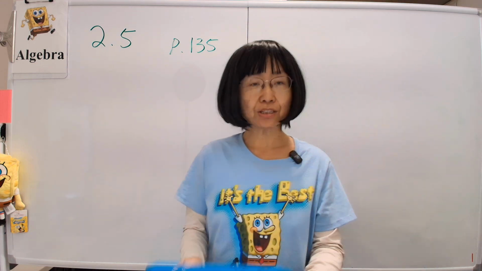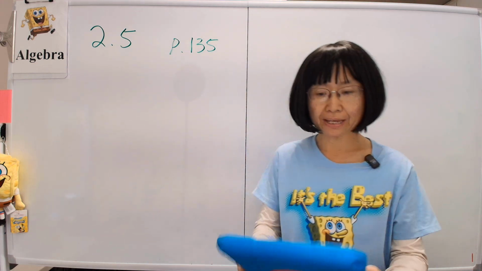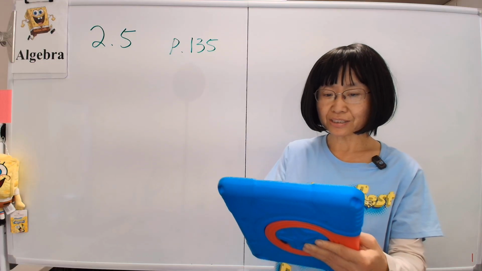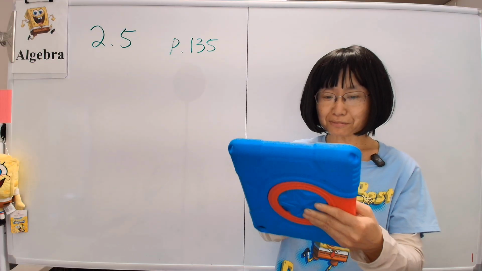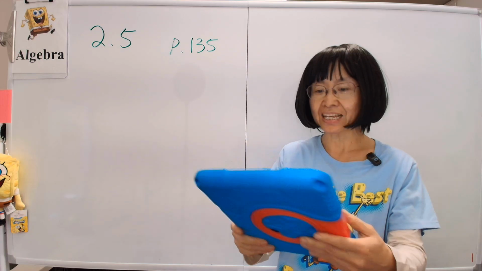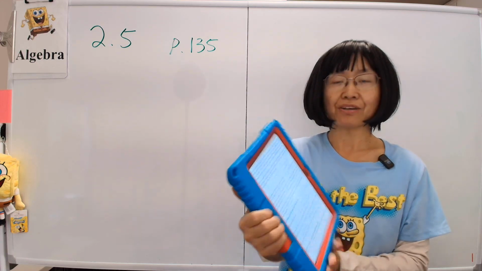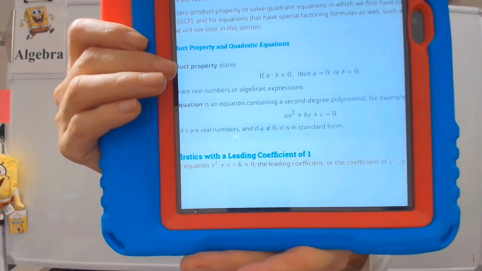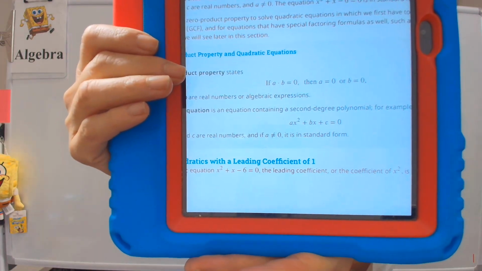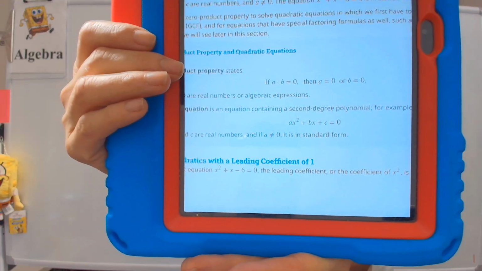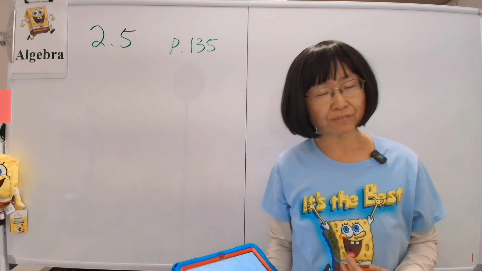Today we are going to do section 2.5 on page 135. First thing I should mention is the zero product property. What happens is if you have two numbers that multiply to become zero, such as a times b equal to 0, how can two numbers become zero like that? The only possibility is if at least one of them is 0.